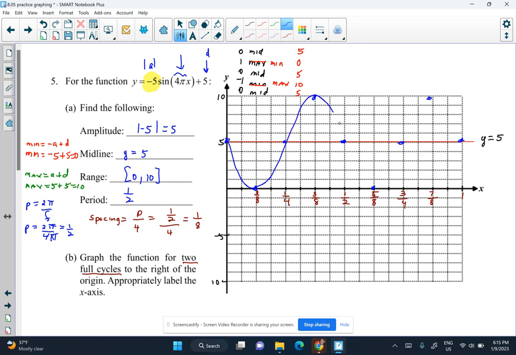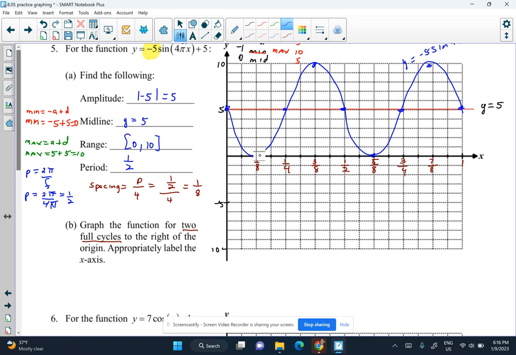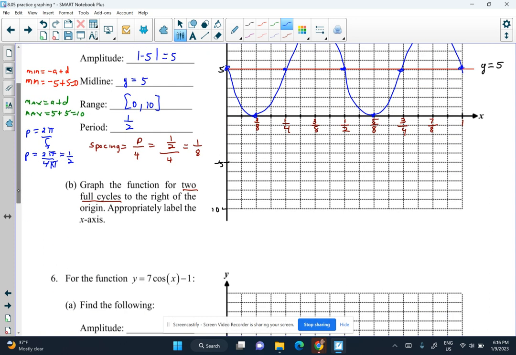It should not look like a V that goes through all the points. And we label y is equal to -5 sine 4 pi x plus 5. So we can see in this graph we have one sine curve that's reflected over the x-axis and two. We see the range is 0 to 10.